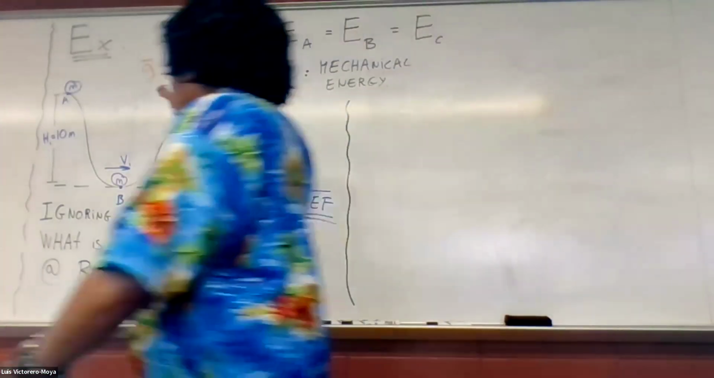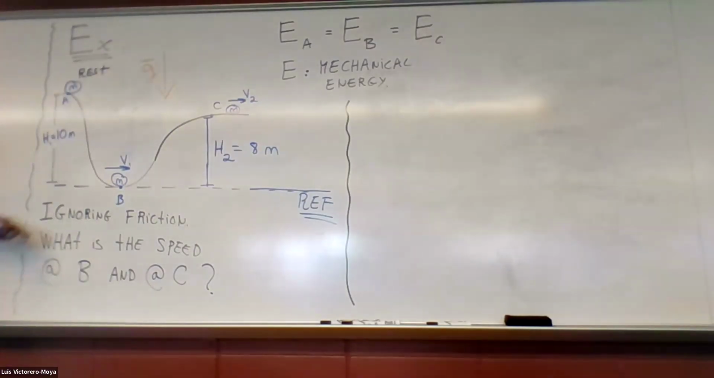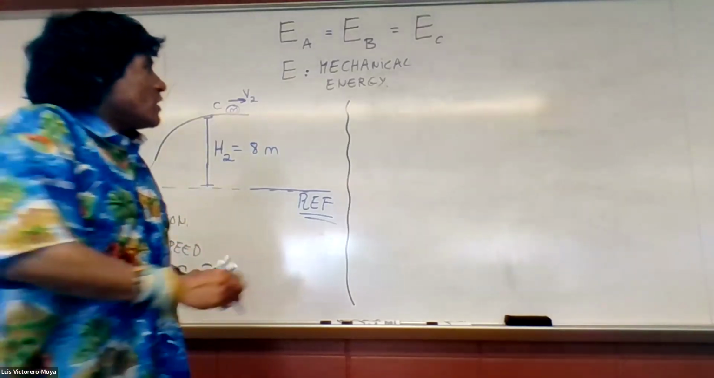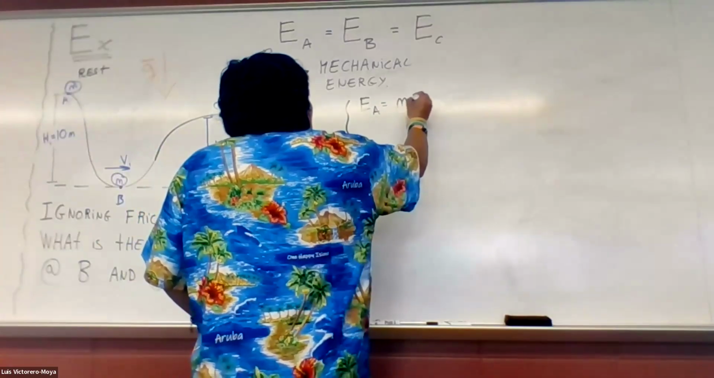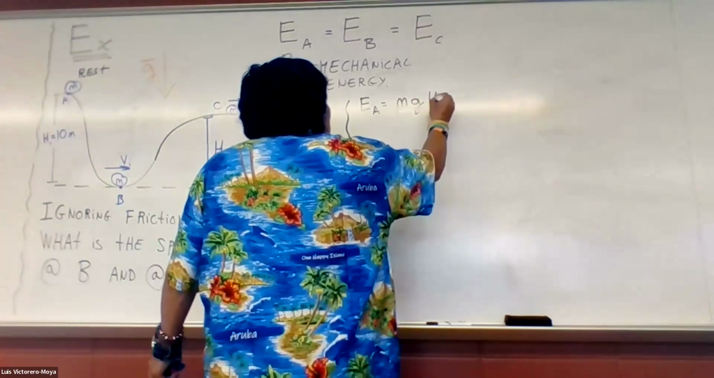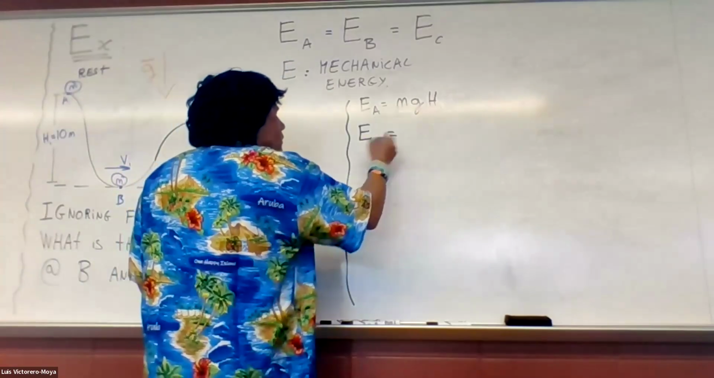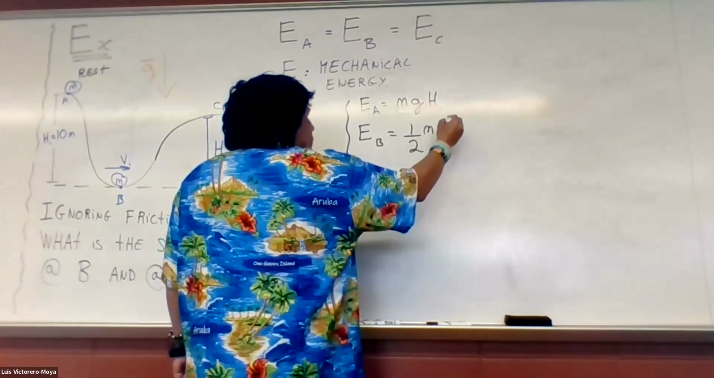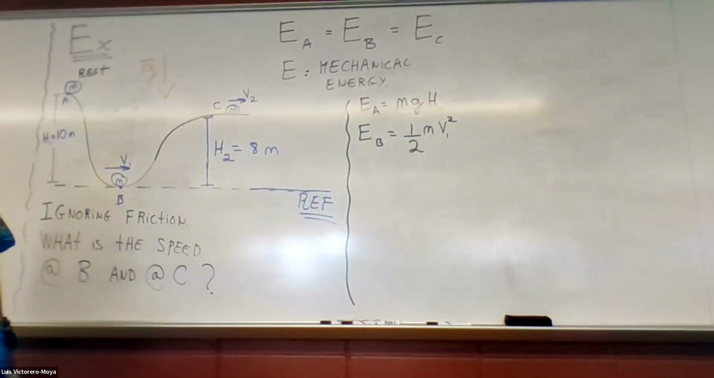Energy at A, oh, this is at rest. Since that's the reference line and the mass started at point A, at point A, you only have potential energy. So the energy at A is mgh1. And the energy at B, because it's on the ground, is pure kinetic, 1/2 mv1 squared. So we're gonna set them equal to each other.